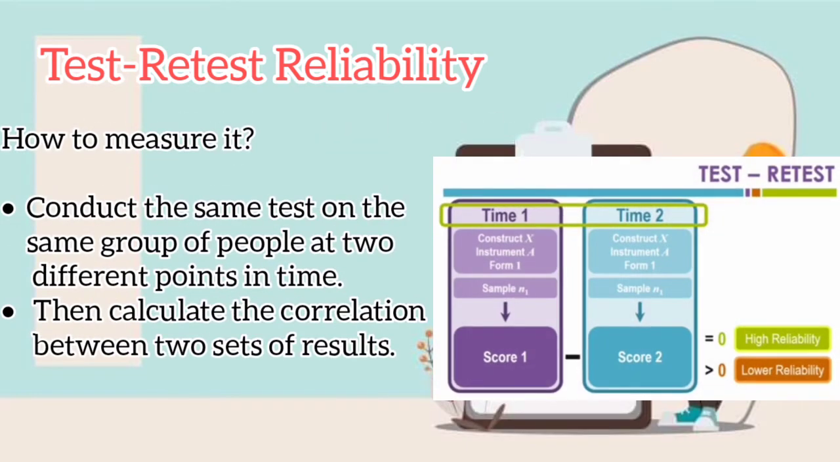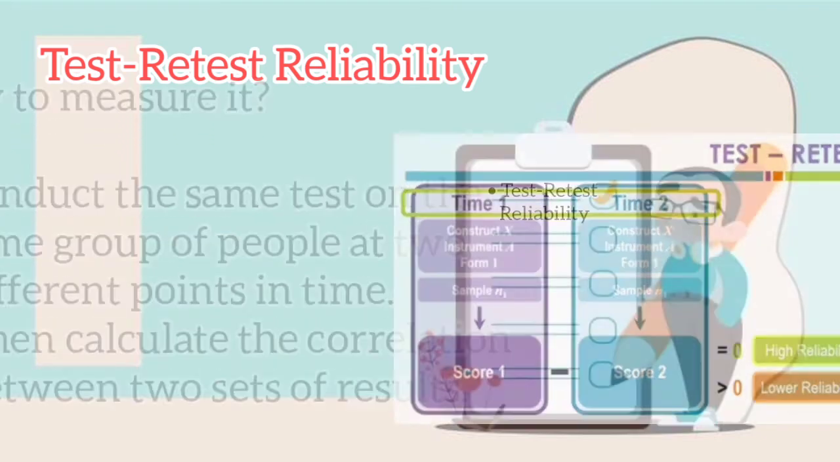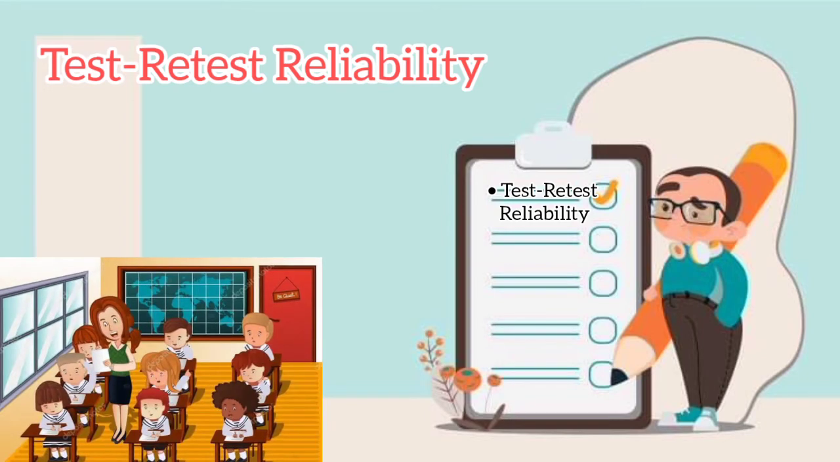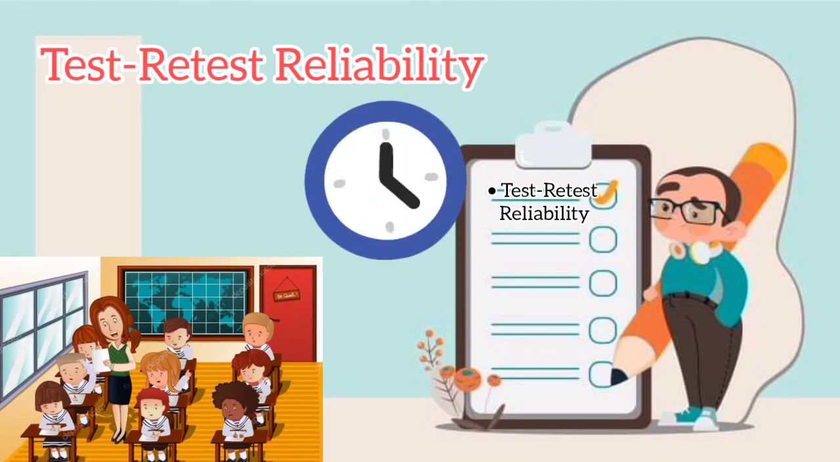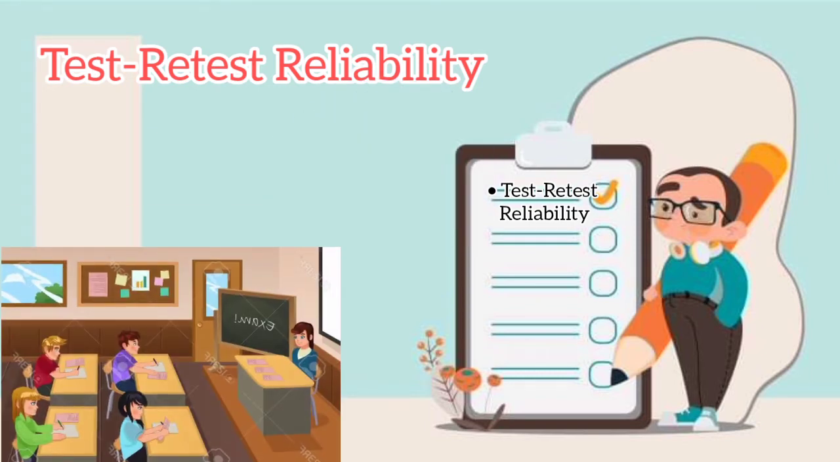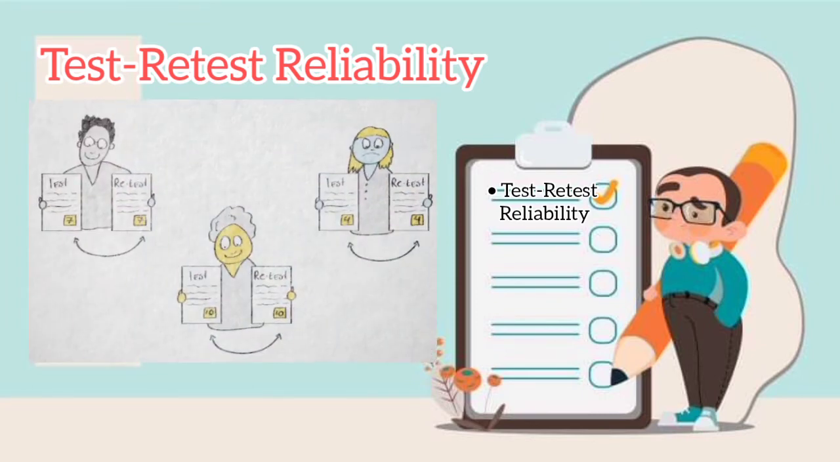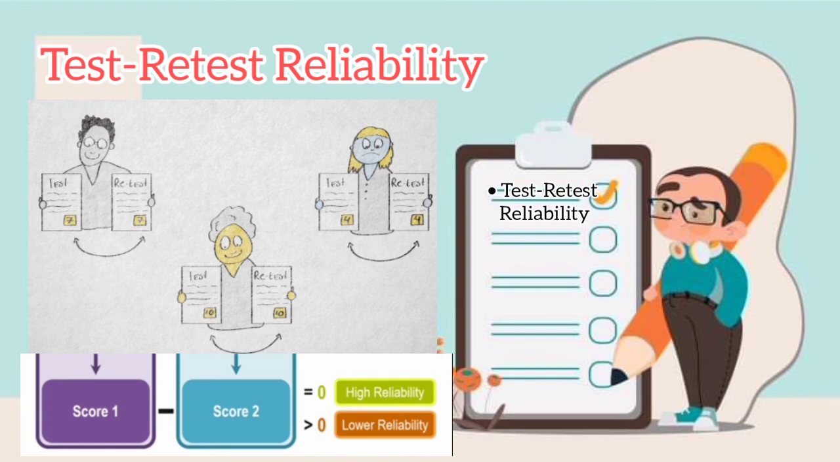To measure test-retest reliability, you conduct the same test on the same group of people at two different points in time. Then you calculate the correlation between the two sets of results. For example, you design a test to assess student learning in psychology that could be given to a group of students twice, with the second administration perhaps coming a week after the first. Like, for example, a test on Monday, then again the following Monday. If the test results of your students are significantly different, the test-retest reliability of the test is low.